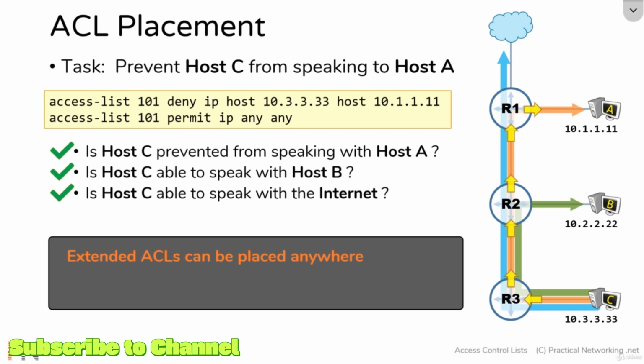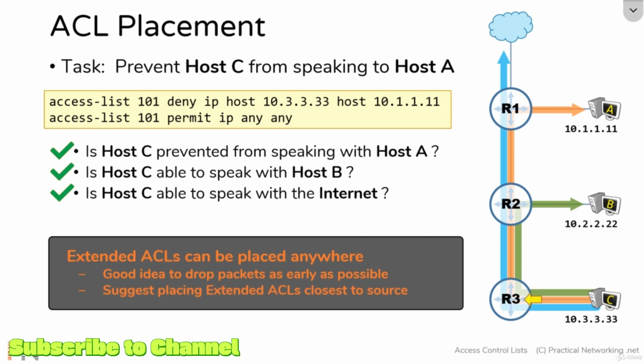Now there's a general best practice that suggests you should drop packets as early as possible. The idea there is if you know you're simply dropping packets from host C to host A, you might as well drop them right here to prevent these routers from processing unnecessary packets, which creates this rule of thumb for extended access lists that you should apply them closest to the source. This allows you to drop them as early as possible to prevent your network devices from processing traffic unnecessarily.